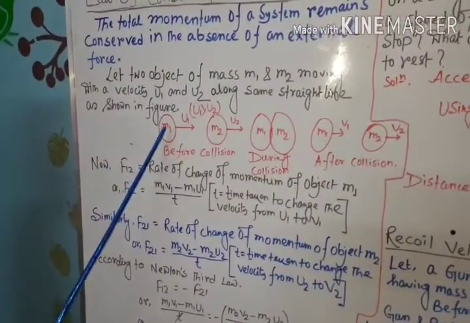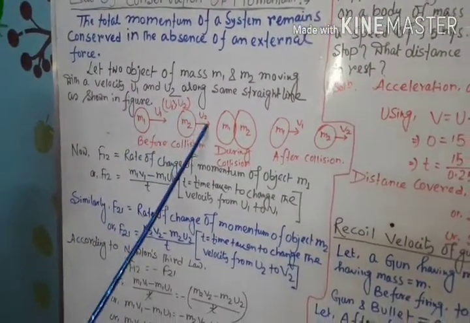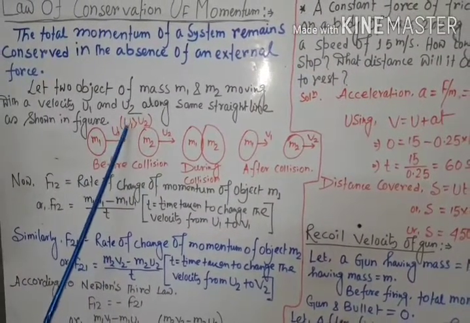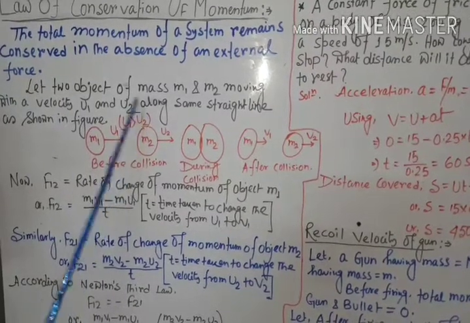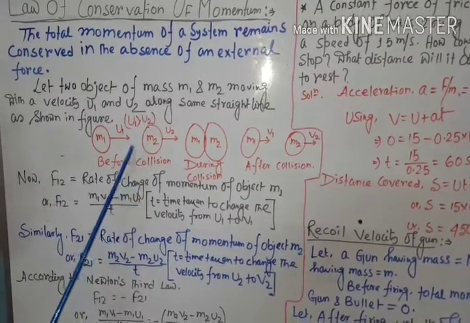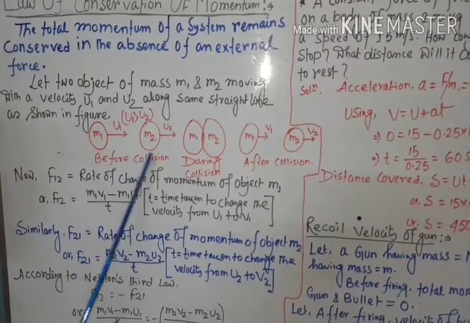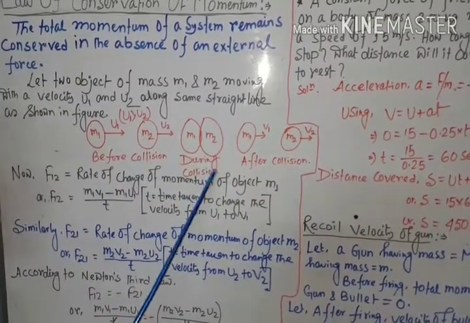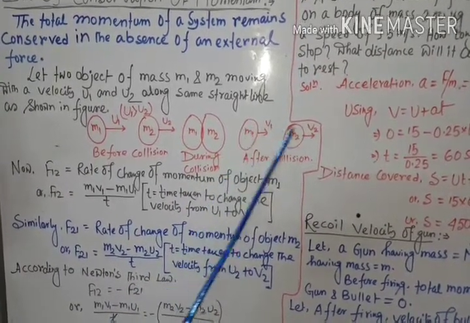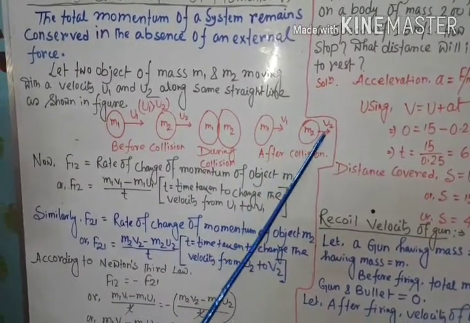Here we consider two objects of masses m1 and m2 moving along the same straight line with velocities u1 and u2, where u1 is greater than u2. As u1 is greater than u2, at a certain instant of time they collide with each other. So this is the situation before collision, this is the situation during collision, and after collision they are separated from each other and moving with velocities v1 and v2.